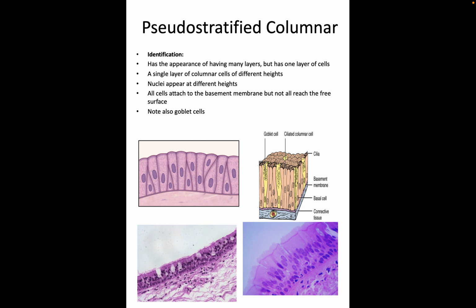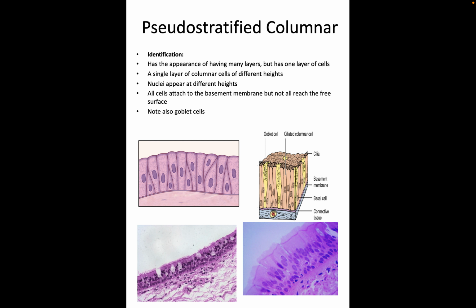Now, here's our pseudostratified. All the tissues we've looked at thus far, simple squamous, simple cuboidal, simple columnar, are true simple. They're just one layer. Pseudostratified is technically simple, because it's falsely stratified. It looks like many layers, but in reality, it's only one. So it's really a simple layer, but we're going to call it pseudostratified because it looks like more than one.